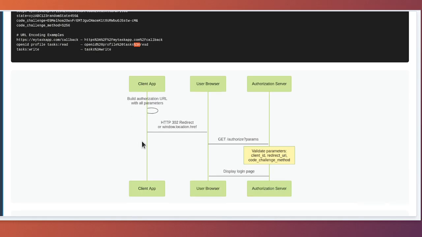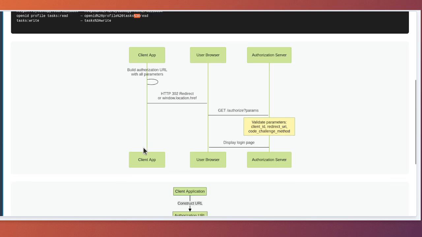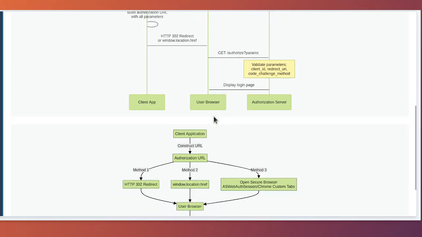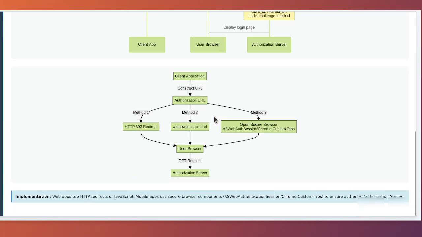In your application code, you construct this URL with all parameters, then redirect the user to it. For web applications, this is typically done with an HTTP 302 redirect response or by setting window.location.href in JavaScript. For mobile applications, you open this URL in a secure browser like ASWebAuthenticationSession on iOS or Chrome Custom Tabs on Android.